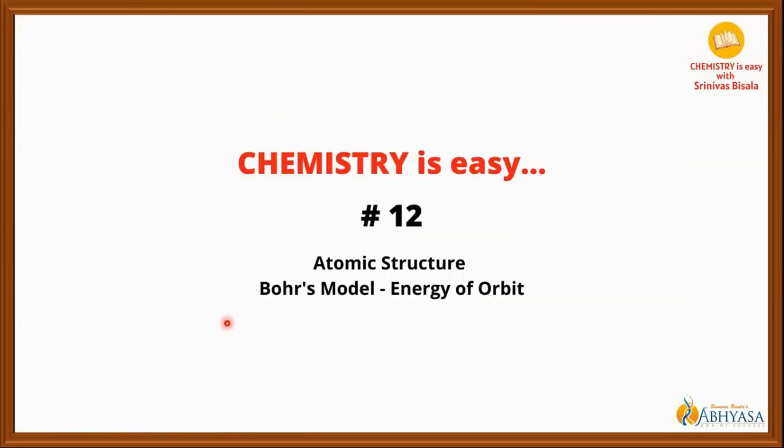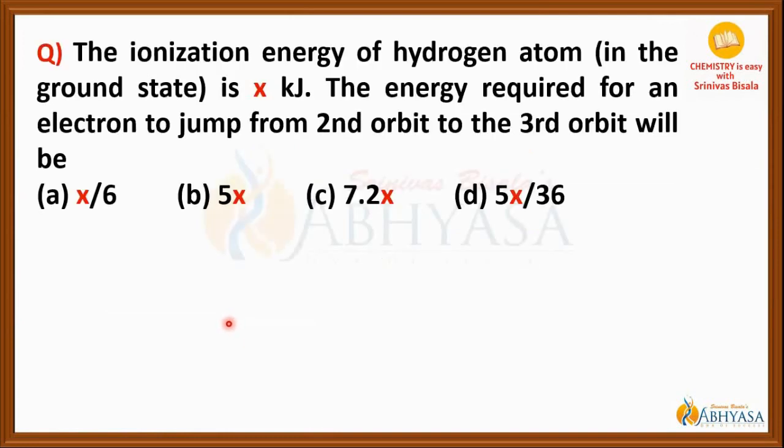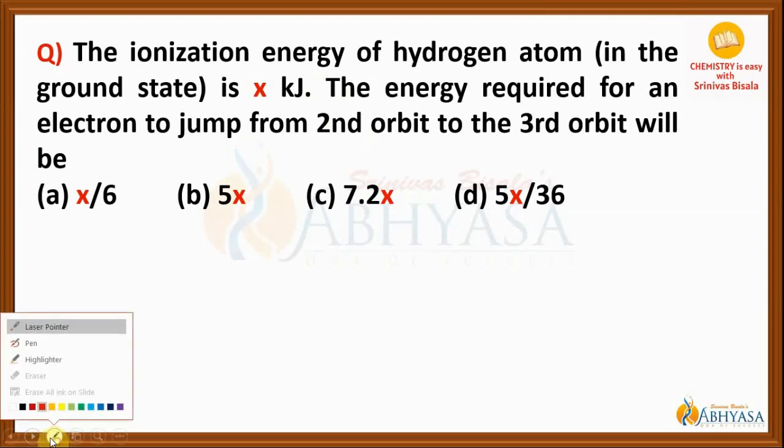In this video, let us solve a numerical related to energy of the orbit which is connected to Bohr's atomic model. Here is the question given. The ionization energy of hydrogen atom that is in the ground state is given as x kilojoules. We need to find out the energy required for the electron to jump from second orbit to third orbit. Let's solve this.